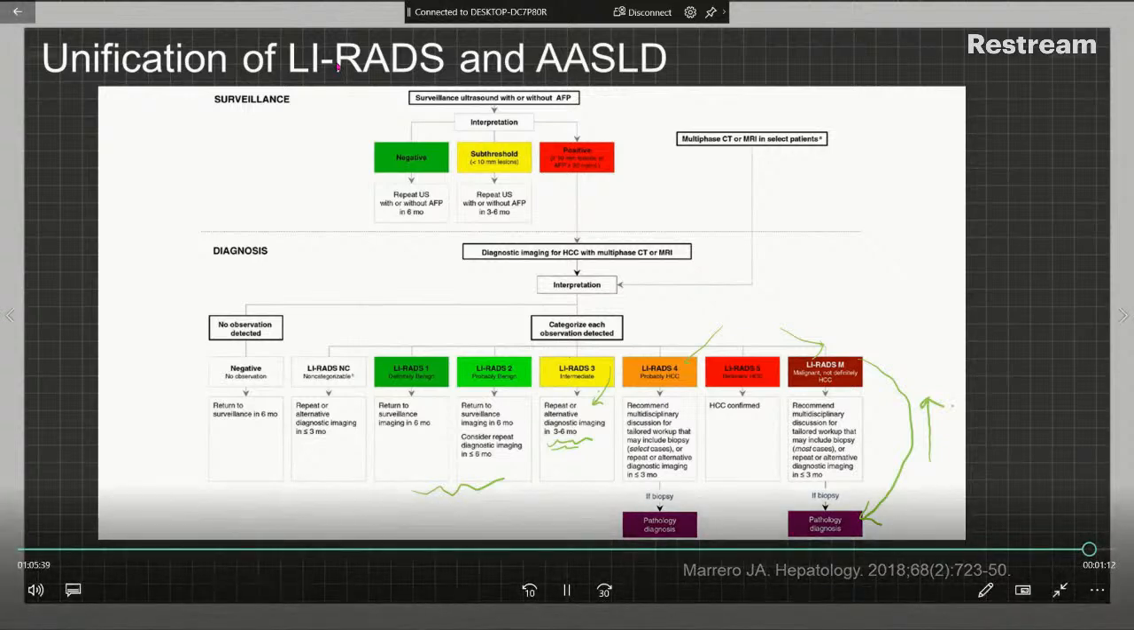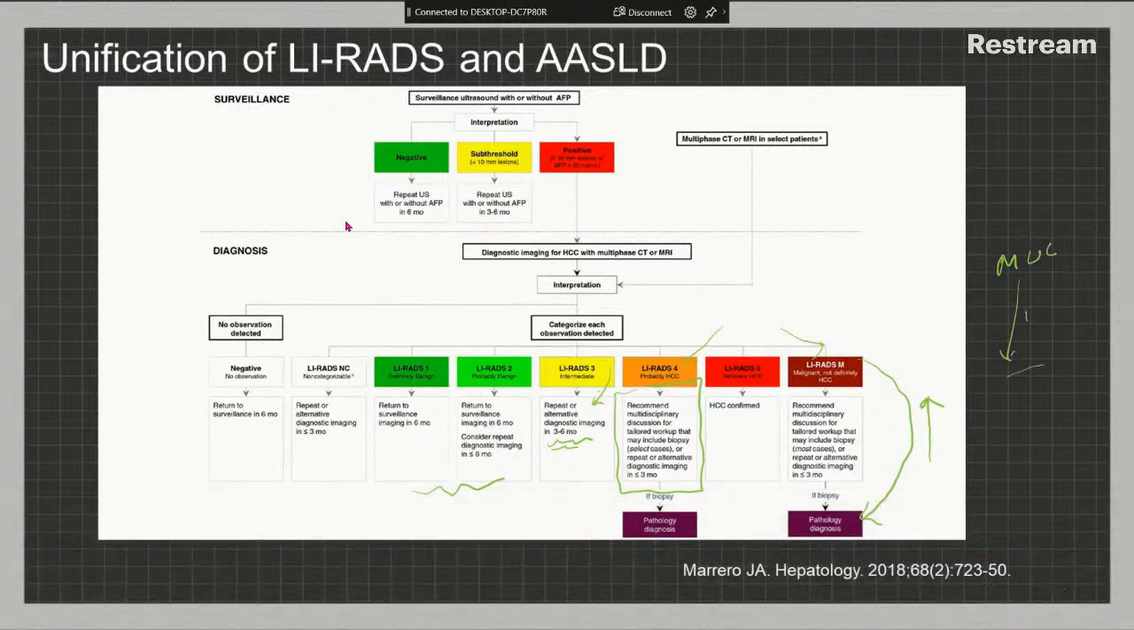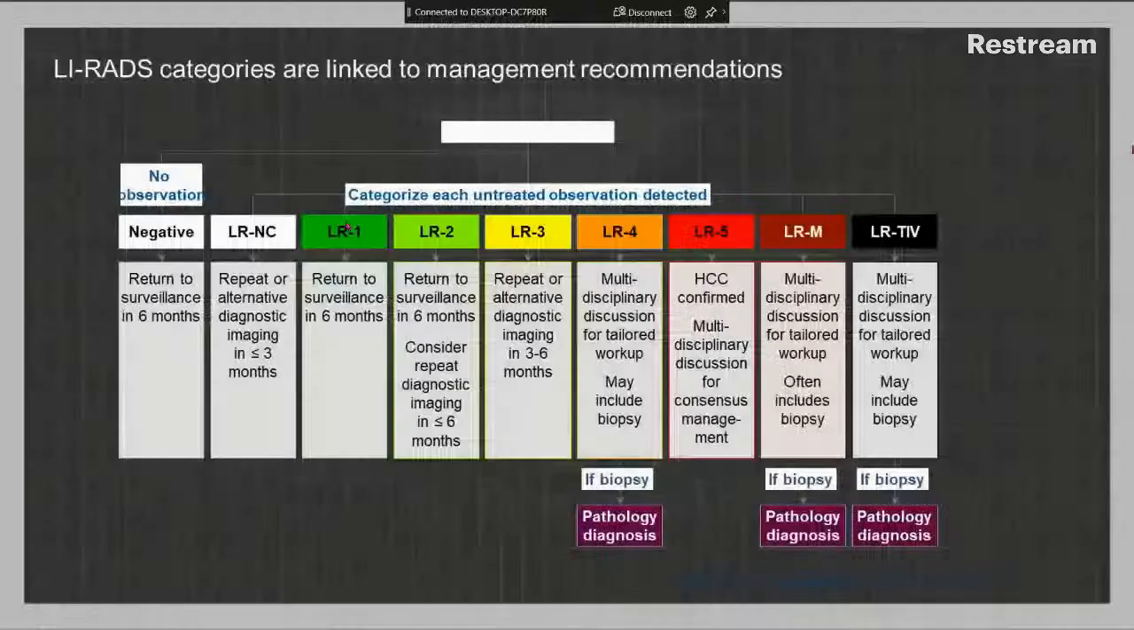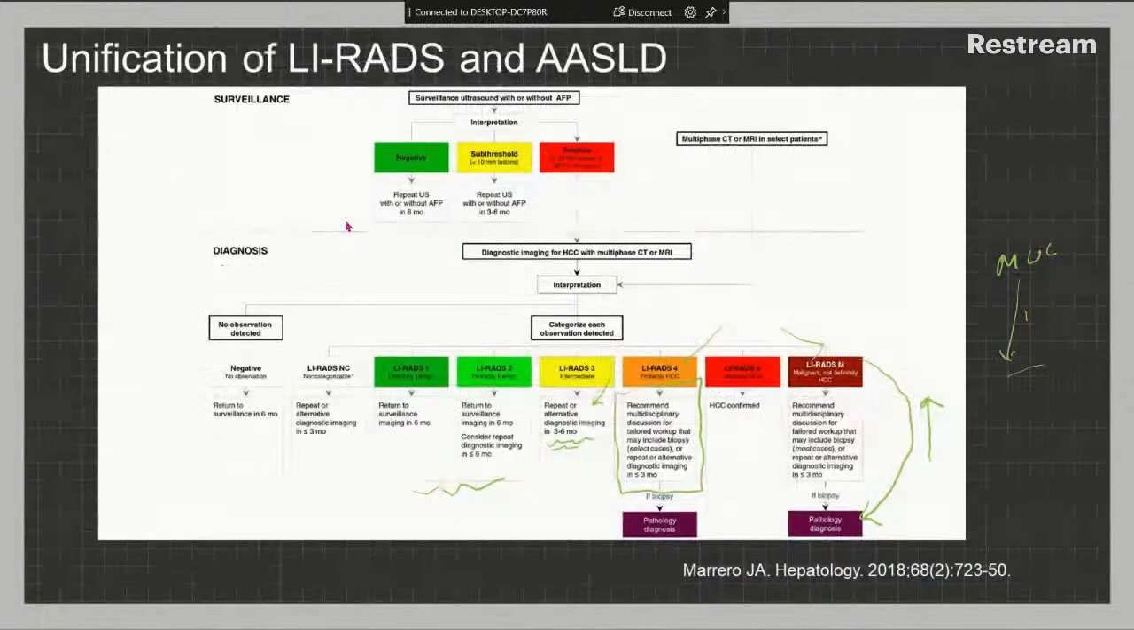LI-RADS 4 is a bit of a diagnostic dilemma. They say that first do a multidisciplinary meeting and followed by, if negative, go for biopsy. I think for practical purposes we have to do a biopsy, tissue biopsy gets done. But tissue biopsy gets done, otherwise LR5 it is.